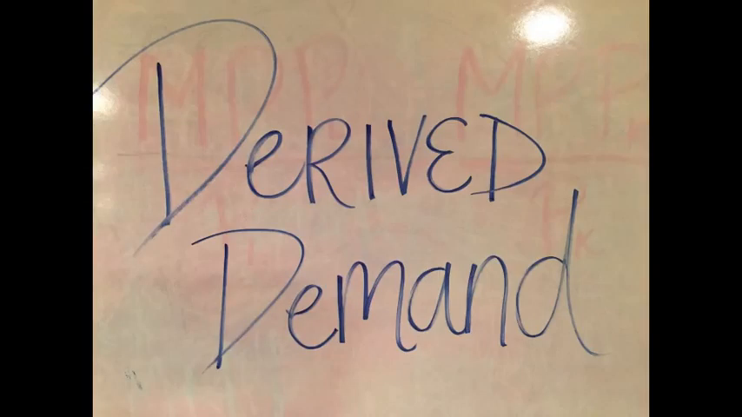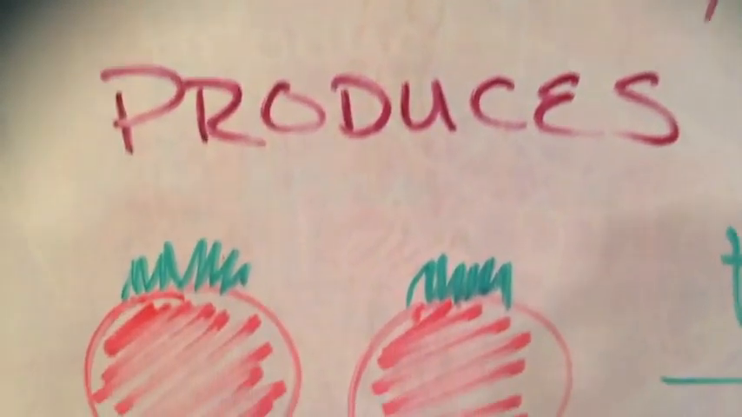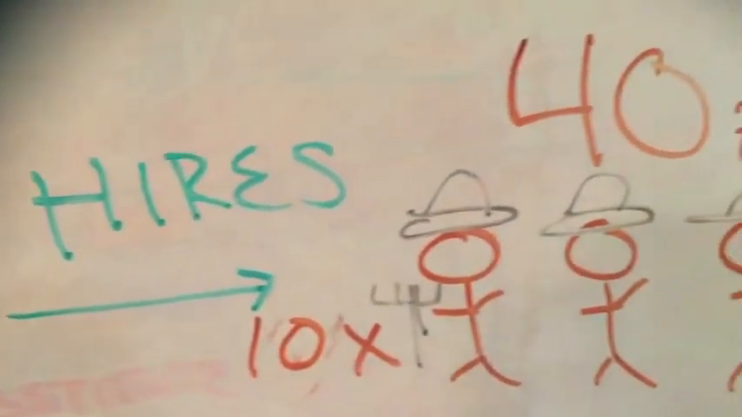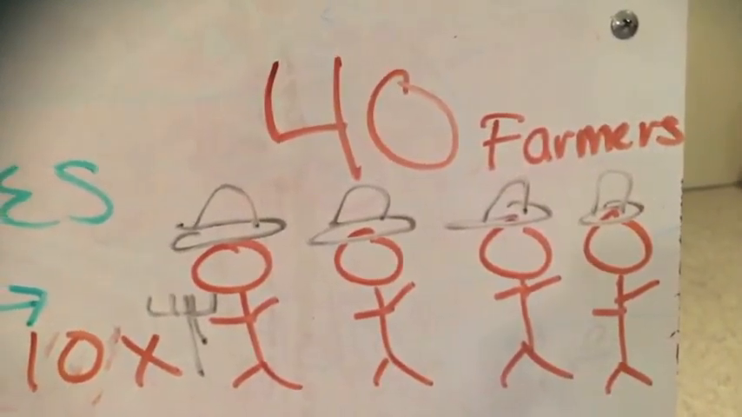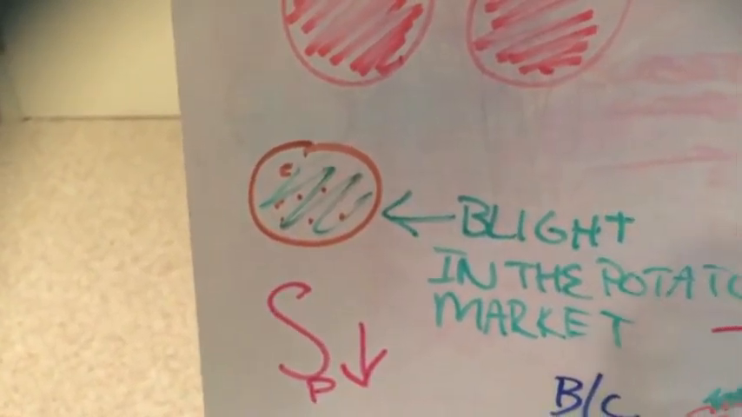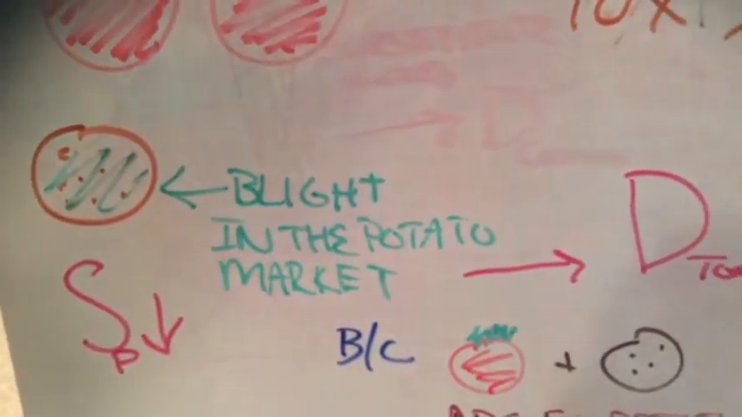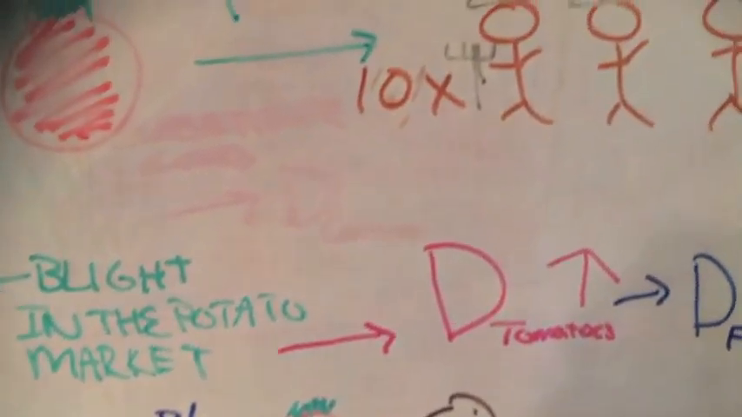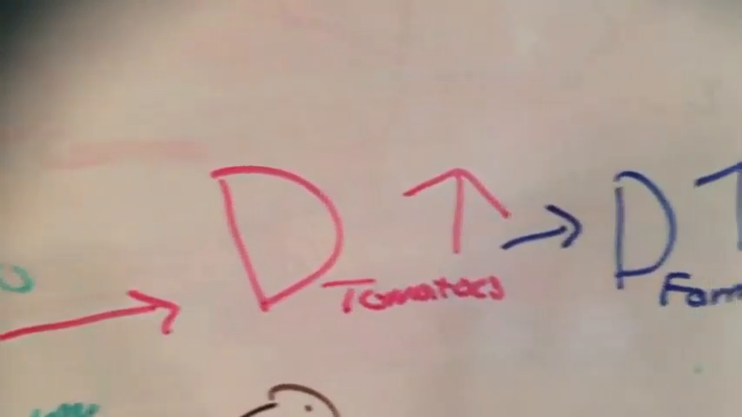The concept of derived demand explains how the demand in the product market greatly affects the demand in the factor or labor market. Let's look at an example. Company X produces tomatoes. Currently, they are producing tomatoes using 40 workers. Company Y produces potatoes. When a blight overcomes the potatoes and their supply decreases, the demand for tomatoes will increase because they are substitute goods. Since the demand for tomatoes increases, the demand for tomato workers will also increase due to the derived demand.